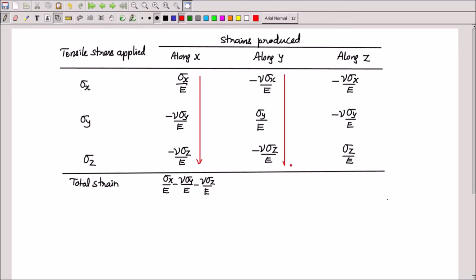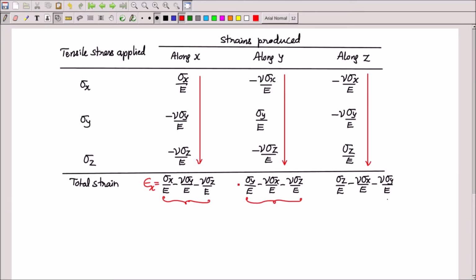Similarly, when we add all the strain components along y direction, we will get a total strain of sigma y by E minus nu times sigma x by E minus nu times sigma z by E along y direction. And in the same way, we can obtain the total strain along z direction as sigma z by E minus nu times sigma x by E minus nu times sigma y by E. That means this term indicates the total strain along x direction, this term indicates the total strain along y direction, and this term indicates the total strain along z direction.